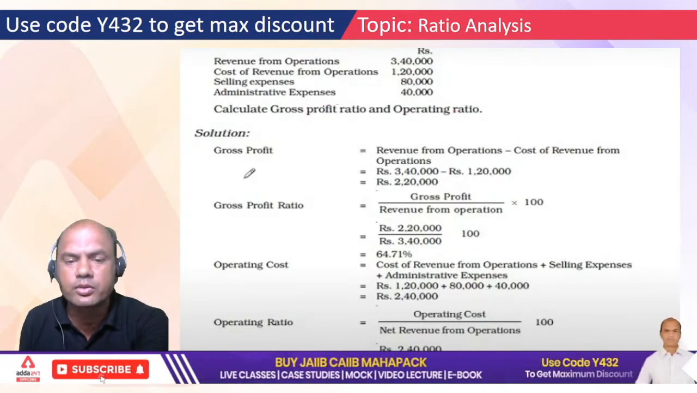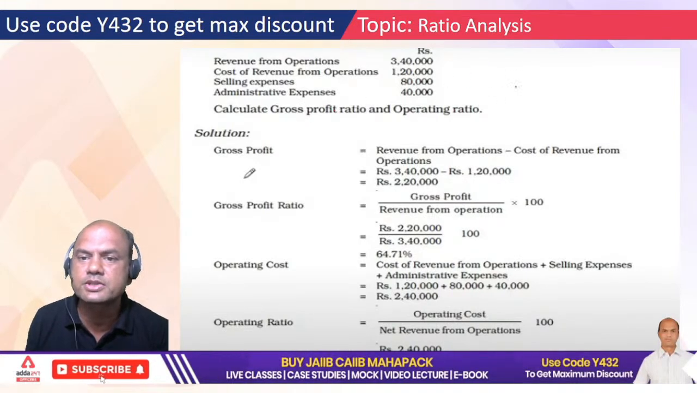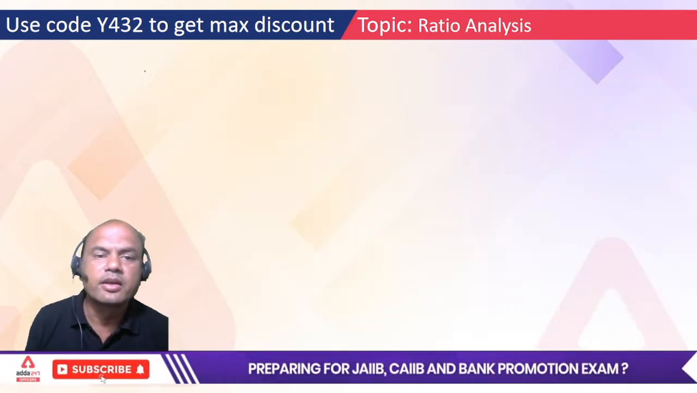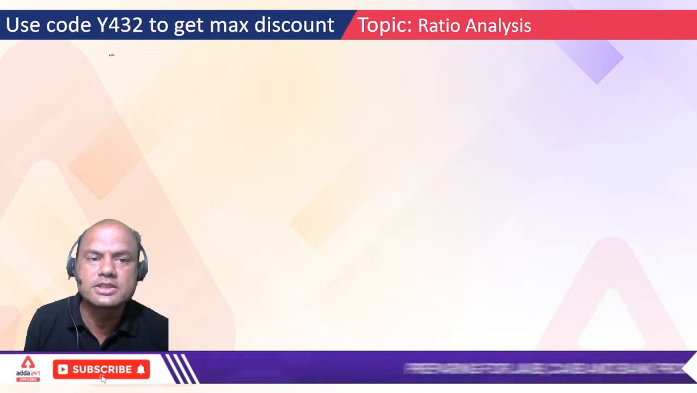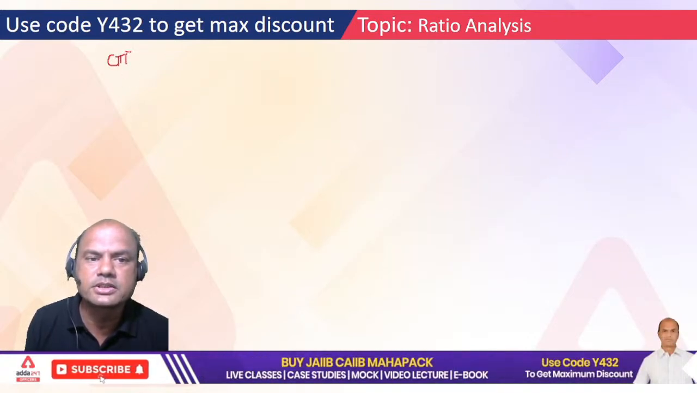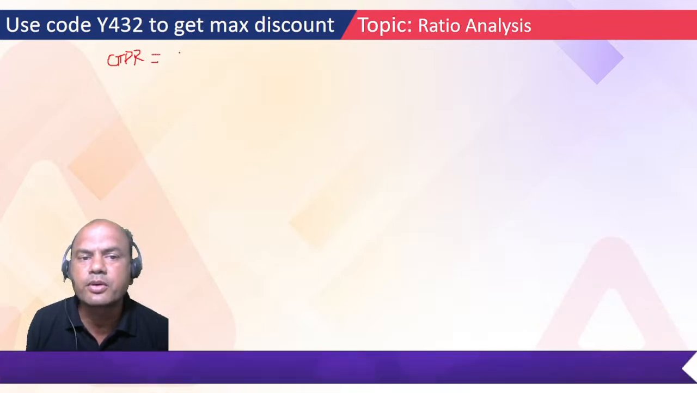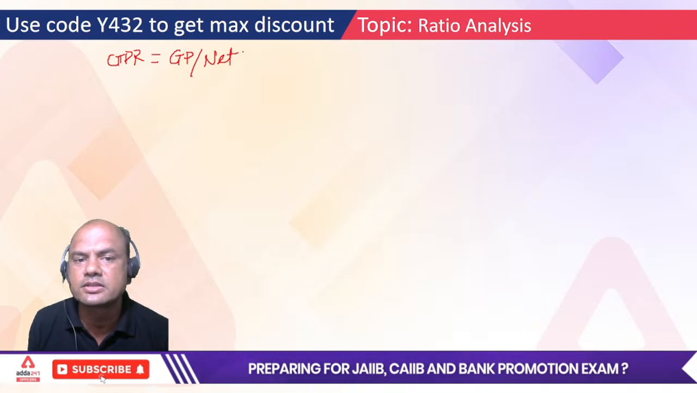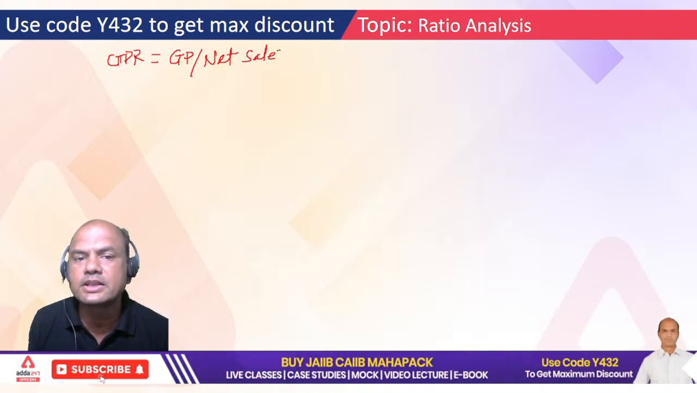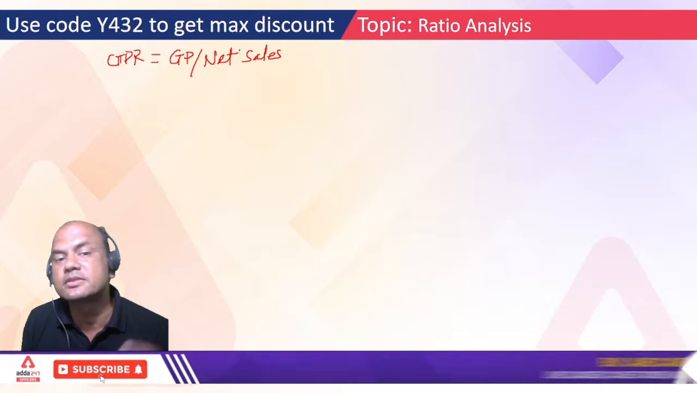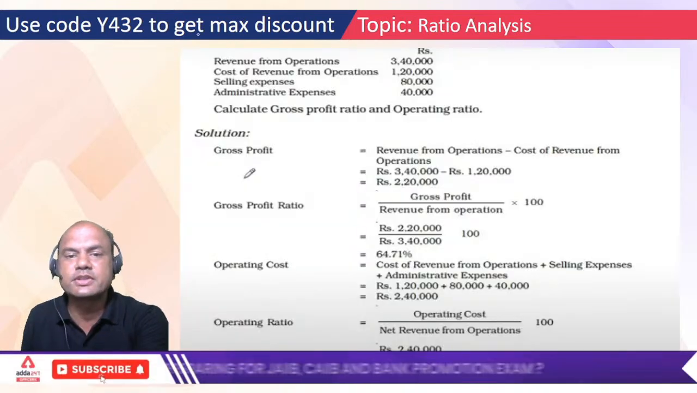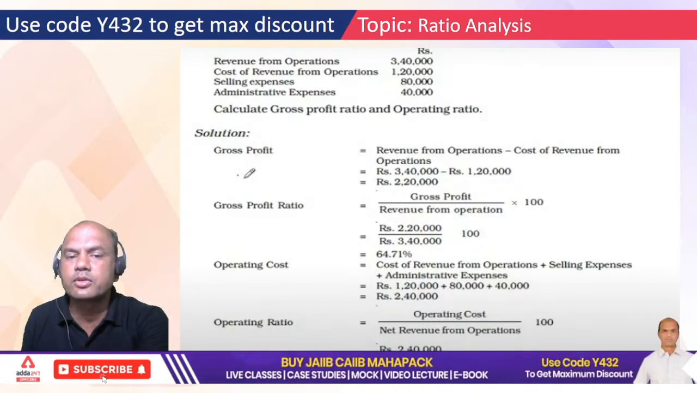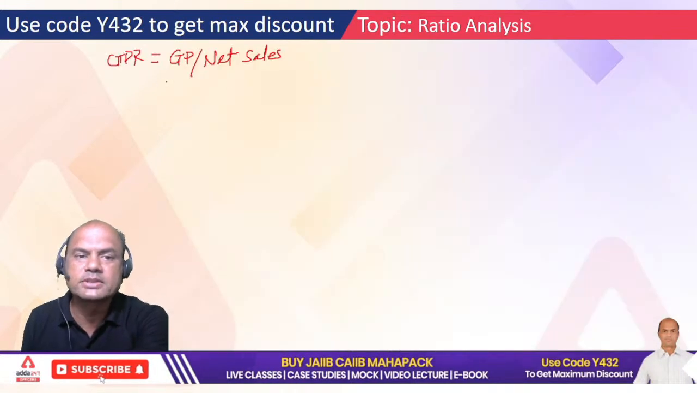Firstly, to find out the gross profit ratio, what is the formula? I'll write it over here. GPR equals gross profit upon net sales. Remember, always it's net sales. What do you mean by net sales? Net sales is total sales minus sales return or any expenses which have been borne for this. So what is gross profit? See here, there are two ways of calculating gross profit always. One is gross profit.